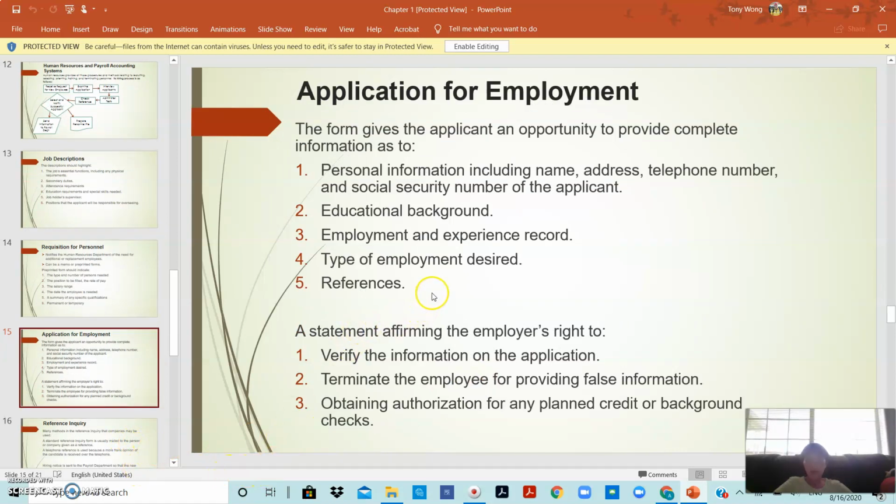Application for employment. The form gives the applicant an opportunity to provide complete information, the personal information such as name, address, and telephone number, and social security number, the education background, employment and experience record, and the type of employment desired, and the references.